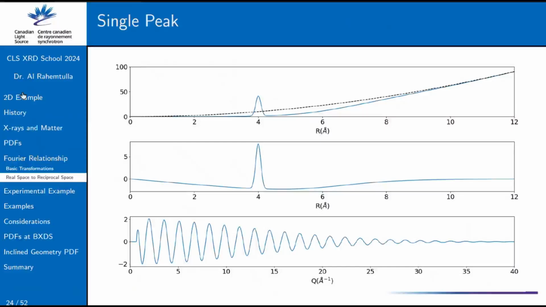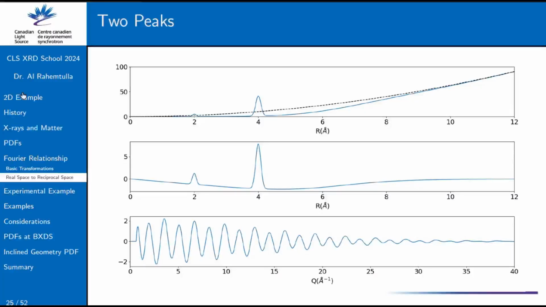So while this isn't physically possible, we can take that RDF, convert that into a PDF using those equations I showed before, and then just do that Fourier transform back. And sort of like I mentioned earlier, going over those rules, what we're seeing is a sine function that's decaying out due to that width of the Gaussian.